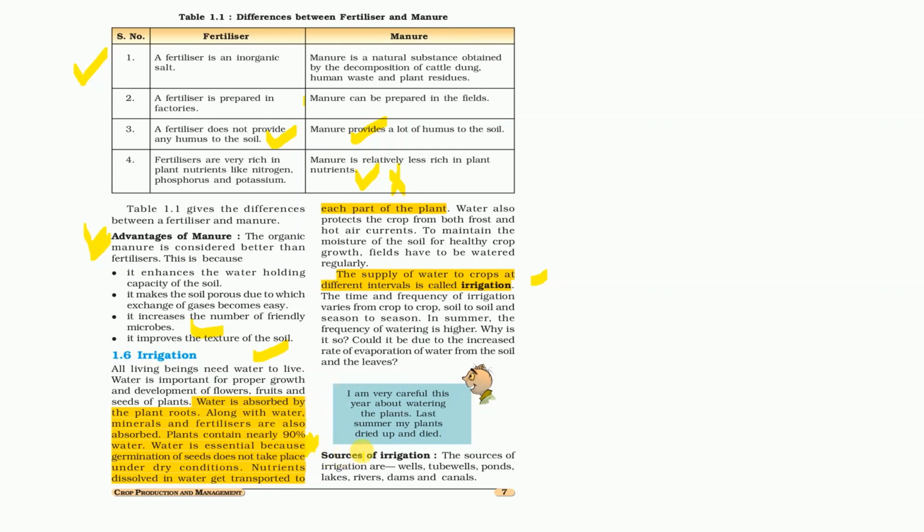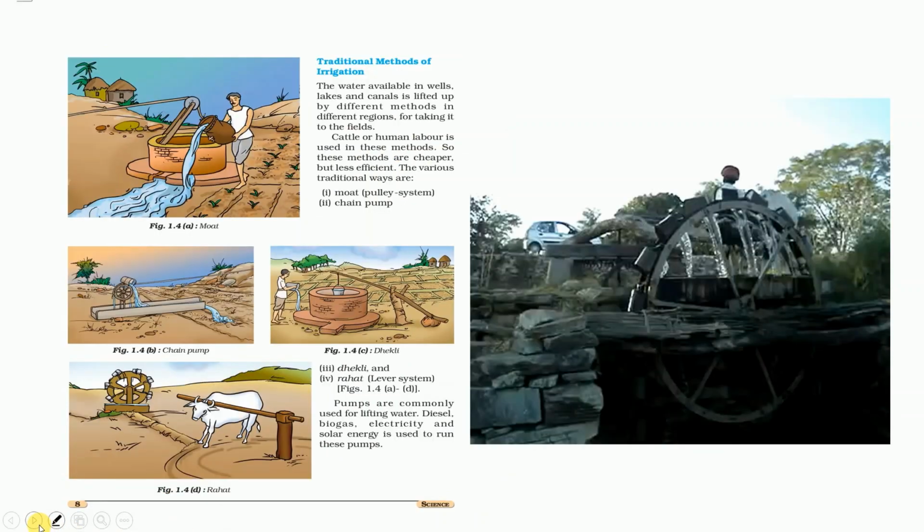Now the sources of irrigation which we are using are wells, tube wells, ponds, lakes and canals. Now the typical traditional methods which old farmers use are the Mote system, the chain pump system, the Dhekli system and the Rehat system. The Rehat is most important and most frequently asked in the paper, so keep in mind and see this video to elaborate the Rehat.